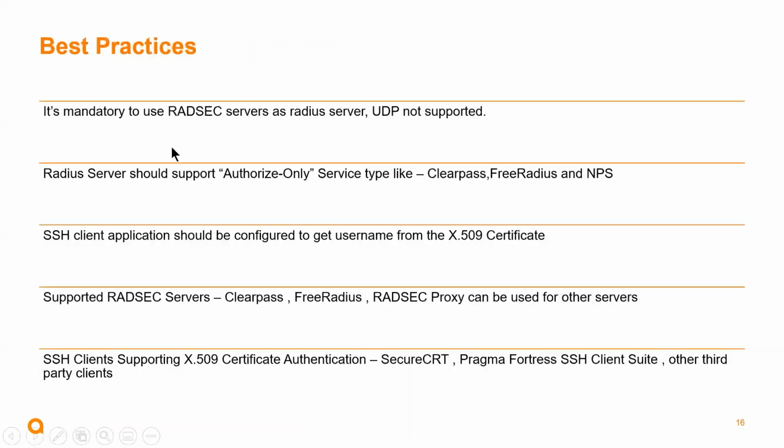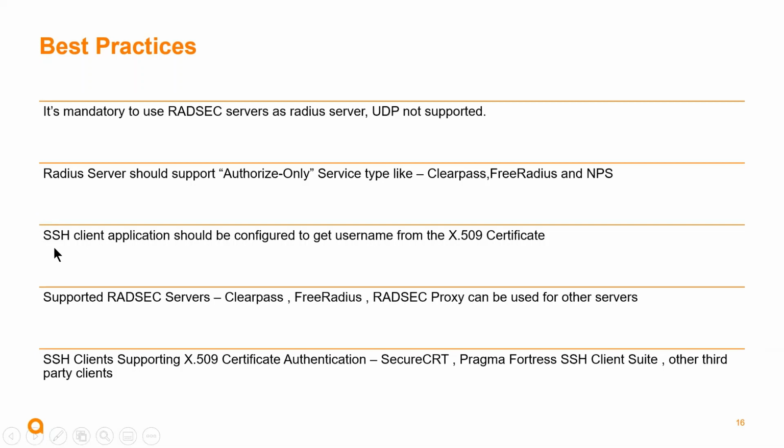So let's see the best practices. It's mandatory to use a RadSec server as the radius server. We do not support the traditional UDP for this remote-only feature. And the radius server should support the authorized-only service type. ClearPass, FreeRADIUS and NPS are commonly used radius servers. They support this authorized-only request because we are particularly validating only the authorization for the user. We are not checking the authentication username and password in the radius server.